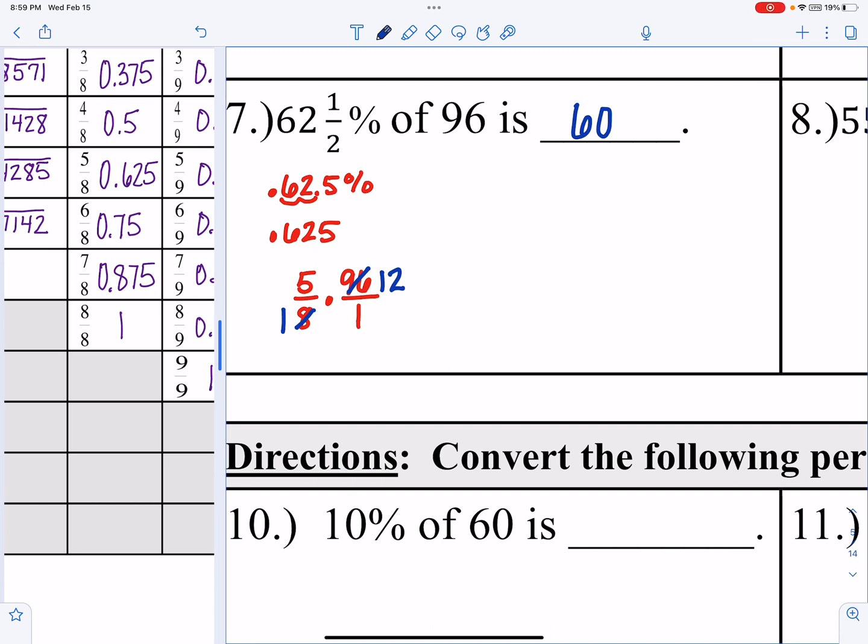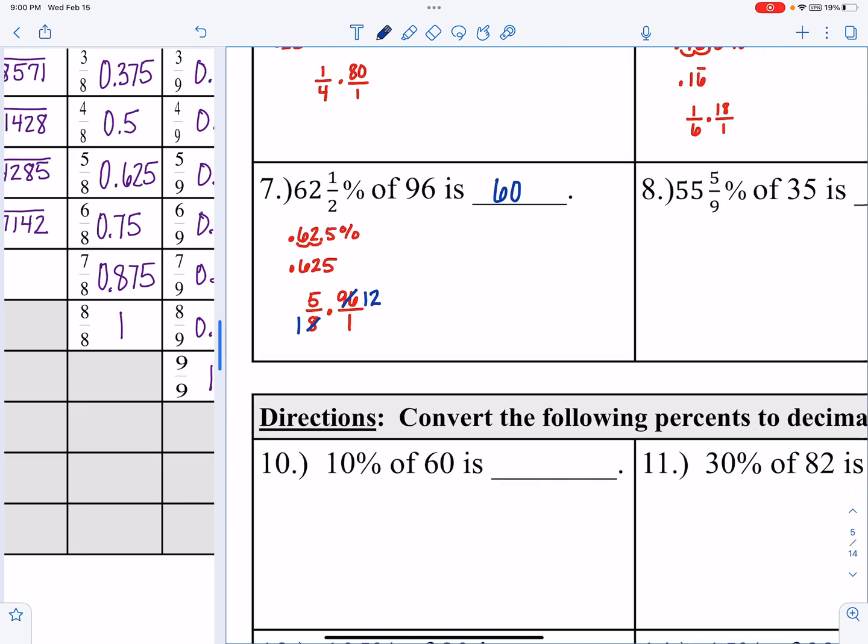Let's see if that makes sense thinking about 50%. So for 50%, we know 45 and 45 is 90. So 45, 46, 47, 48 is half. Well, 62% is a little bit more than half, and 60 is a little bit more than the 48 that we said is half. So that makes sense.